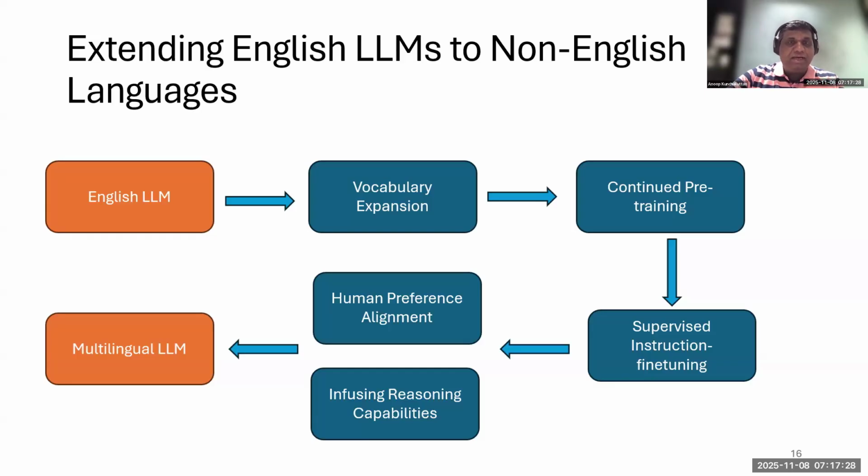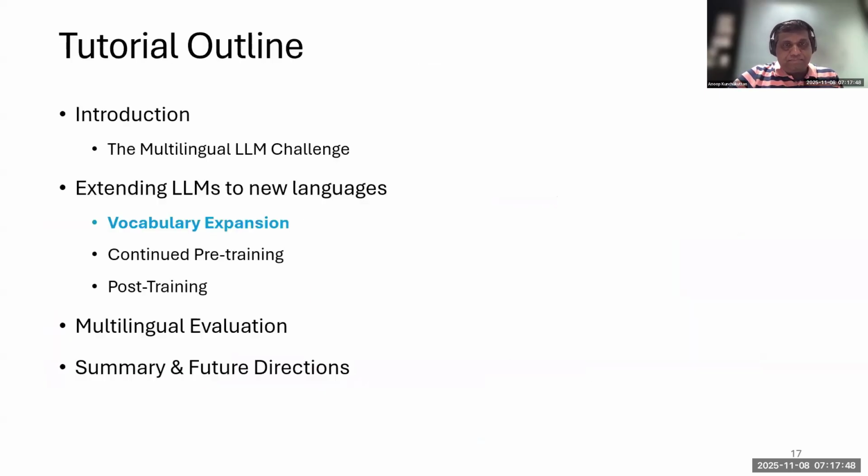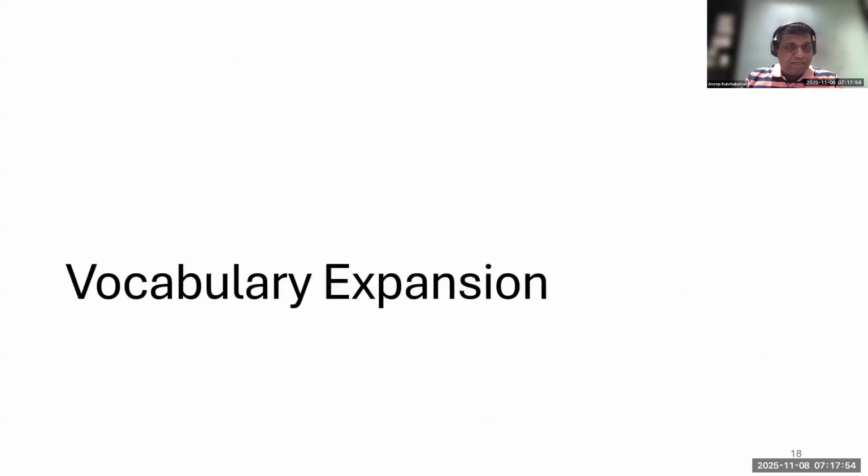And after this are post-training steps, which would include supervised instruction tuning, human preference data alignment, infusing reasoning capabilities, all in the target language. And at the end of this process, you would have an LLM which has been extended from English to the language of interest. So now let's delve into each of these areas. We'll first start with vocabulary expansion.